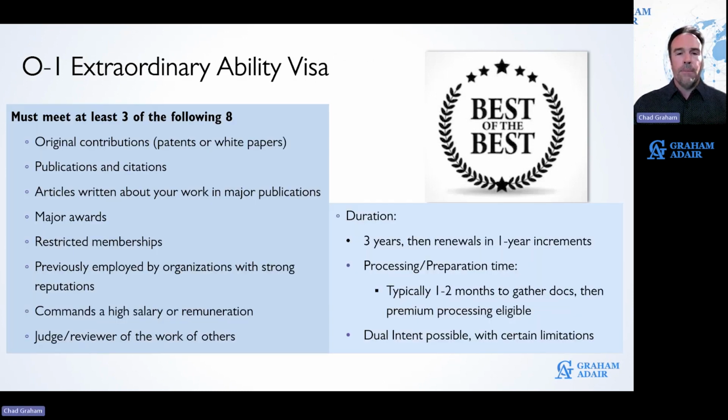So these are the 8 criteria that the government, that USCIS, will look at when they review a case. And as I said, you need to meet at least 3, and more is better. The first is called original contributions. Patents are a great example of this because obviously in order to get a patent, you have to show that what you're doing does not currently exist. And so you're doing something new within your field. So patents are a great example of original contributions.